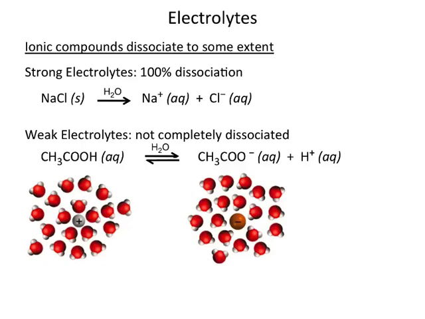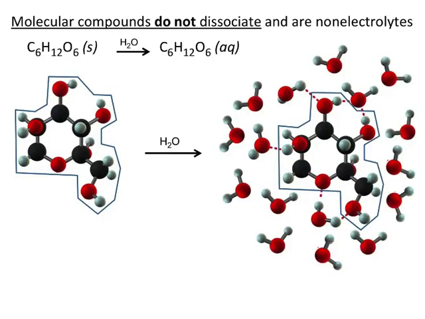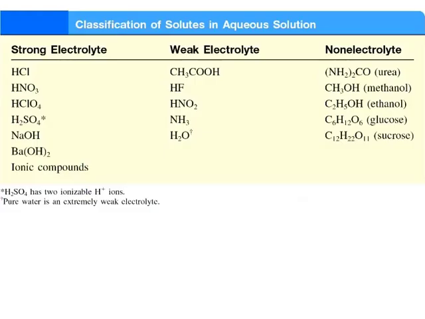And we do a lot of work on equilibria in the second semester of this course. Okay, molecular compounds don't dissociate, and therefore they're non-electrolytes. They will not conduct electricity across a solution. They don't make charged ions in solution. That's what molecular compounds do, which we've already talked about. So the thing new in this chapter is classifying solutes into these categories: strong electrolyte, weak electrolyte, and non-electrolyte.